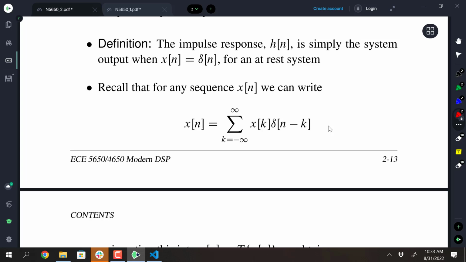So before we discuss LTI, we first talk about the property of a system called its impulse response. And that is going to be the response h of n when x of n is delta n and the system is at rest. So I think of the impulse response as being the signature of the system.